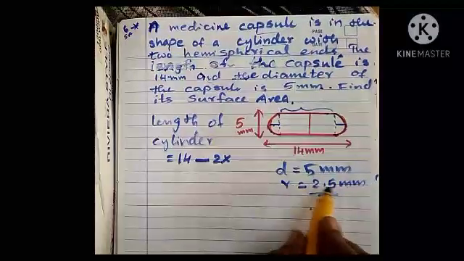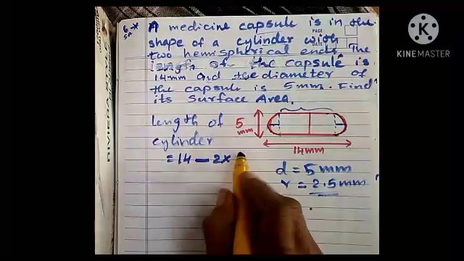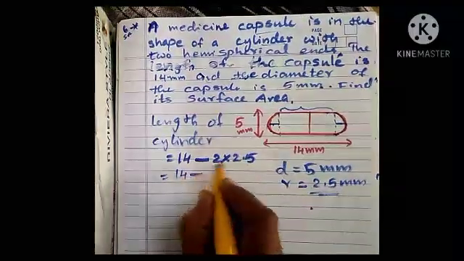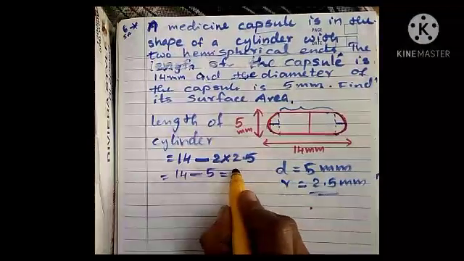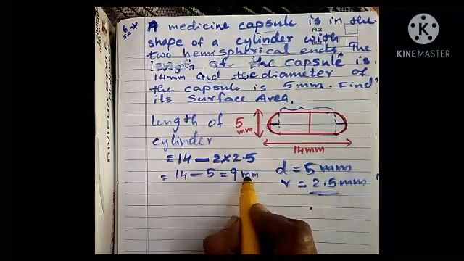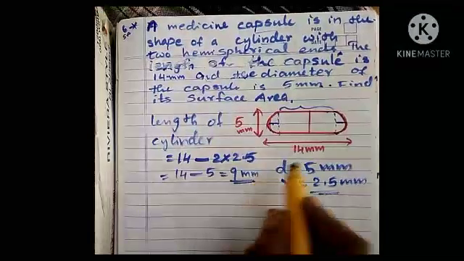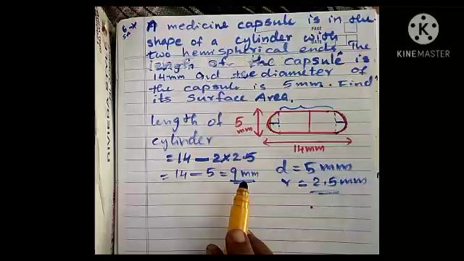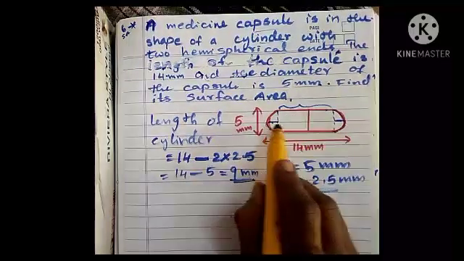Understand? So radius is 2.5. This we can substitute here. 14 minus 2 into radius, that is 2 into 2.5. Means 14 minus 5. Therefore it is 9 millimeters. The length of the cylinder is 9 millimeters. Now what do we need to find? The surface area of the capsule. Surface area of the capsule means total surface area of the given figure.